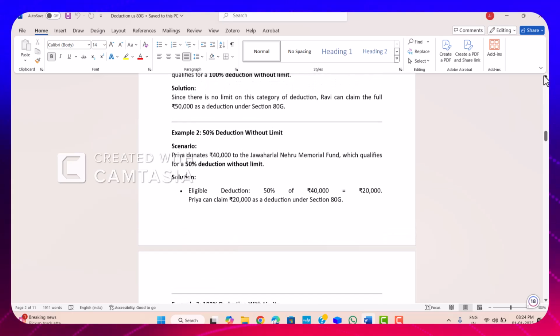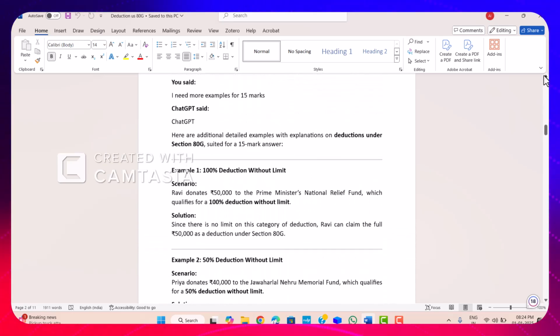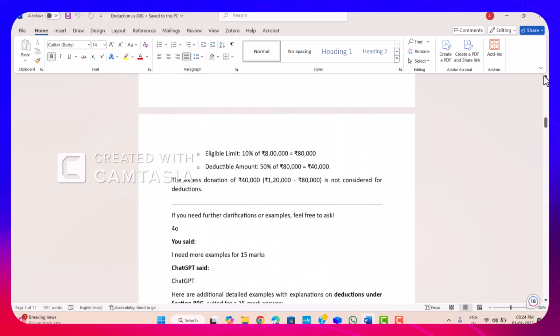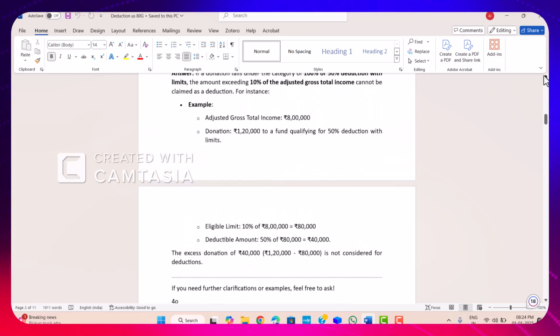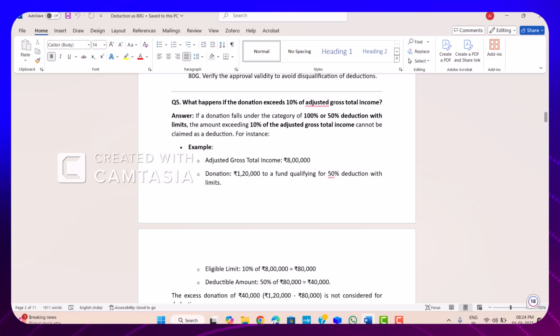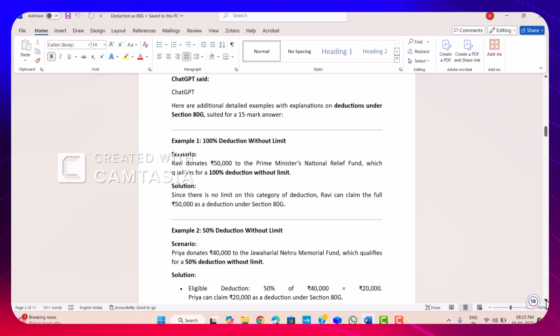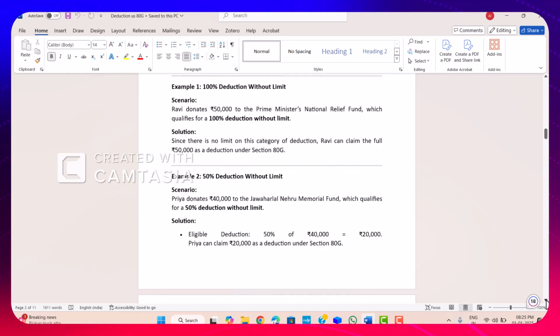Now let us discuss a simple problem where you can understand very easily how to calculate the donation. Okay, I'll take one simple problem here. Deduction without limit. Without limit means there is no limit, no restrictions. Directly it will be 100%. For example, the scenario here is that Ravi gave a donation of 50,000 to the Prime Minister National Relief Fund, which qualifies for a 100% deduction without a limit.